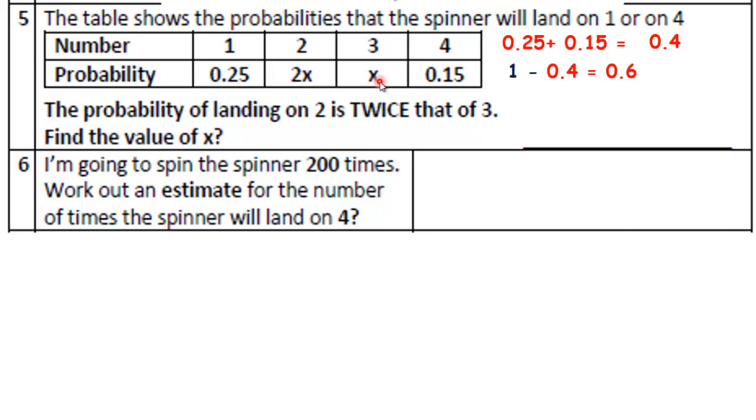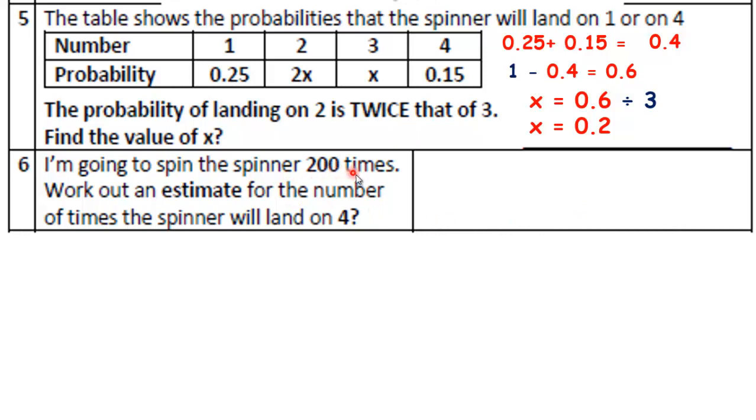So 2x plus x must be equal to 0.6. What that tells me is that 3x is 0.6, so x is 0.6 divided by 3. 0.6 divided by 3 is 0.2. So be careful with that. That 2x plus x is 3x. 3x is 0.6. So 0.6 divided by 3 is 0.2.